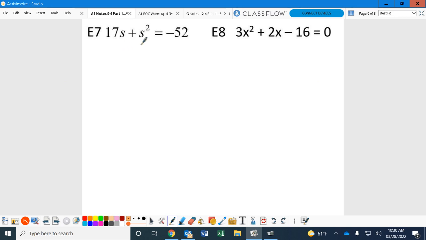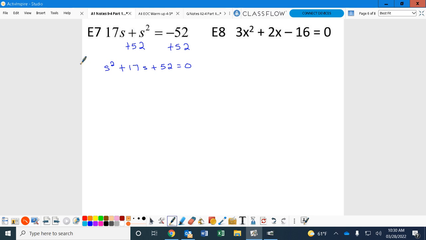First things first, when we go to do this problem, you've got to move the 52 to the other side because you've got to make it equal to 0. But when you move the 52 over, put it from the highest power down to the lowest power. So the s squared is going to go first. The 17s is going to go second. And the plus 52 is going to go last. Please make sure you put it in order because this only works if you do it in order. Diamonds only work if it's in order.